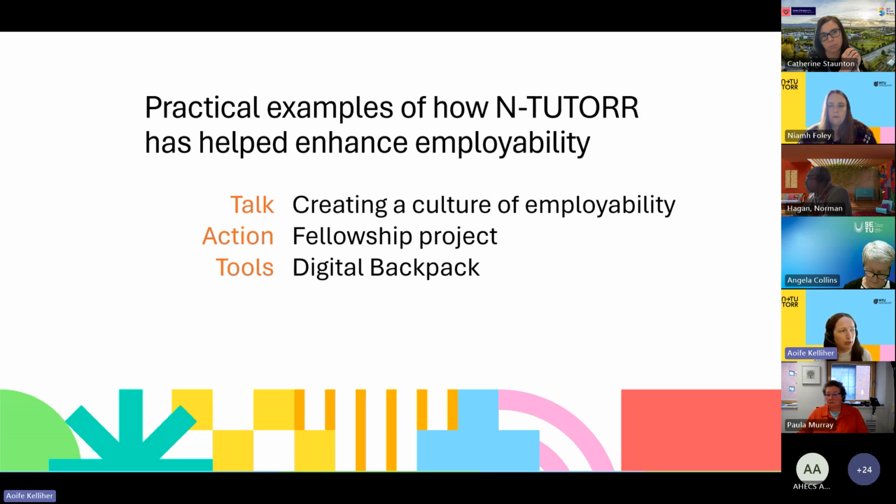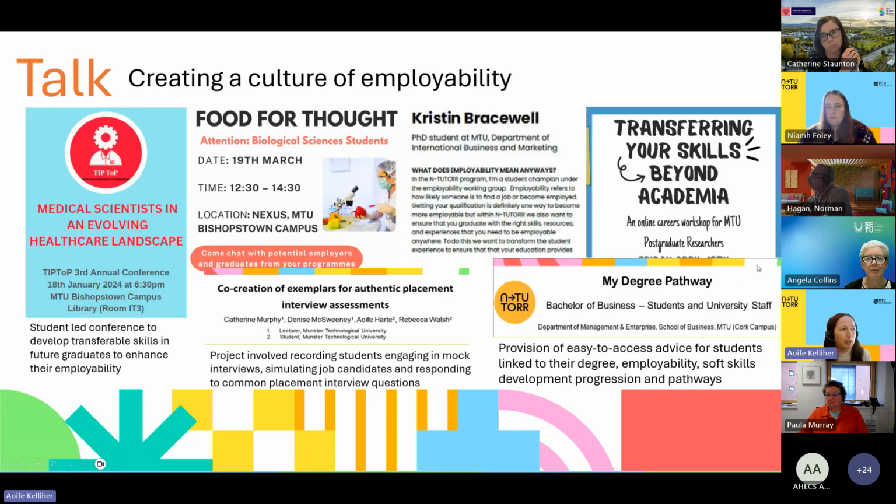So the first one, there were three key areas I want to look at: talking, action and tools. That idea of creating a culture of employability was extremely important. In my experience from student services, careers can feel like it's a service or support that's just to the side. But really it's about trying to get employability across into each of the areas of the department, so that everybody's taking responsibility, no more so than the students themselves feeling that they have an active role in their own employability.